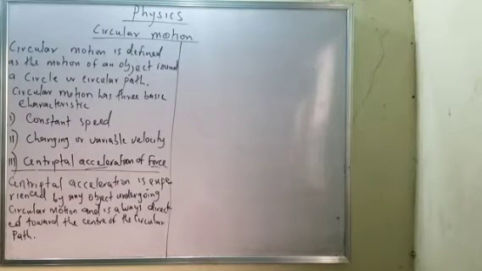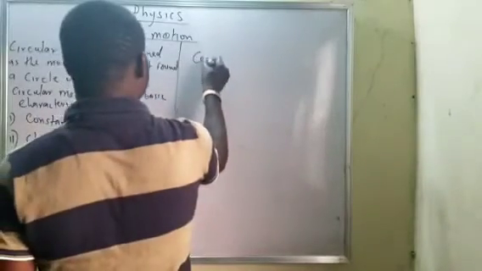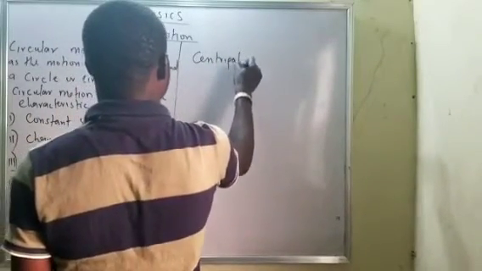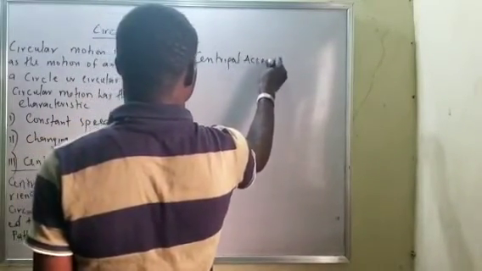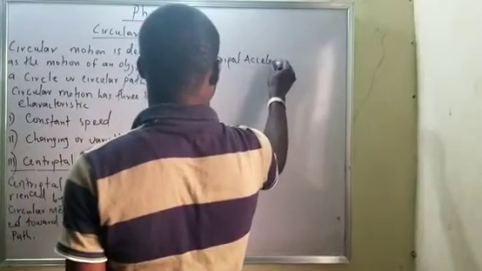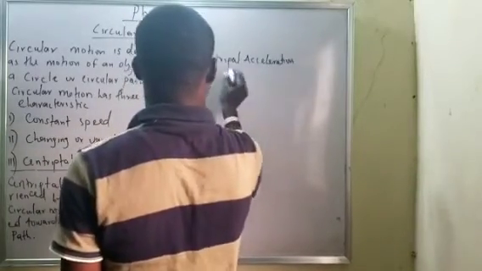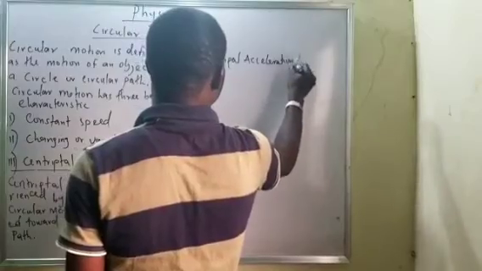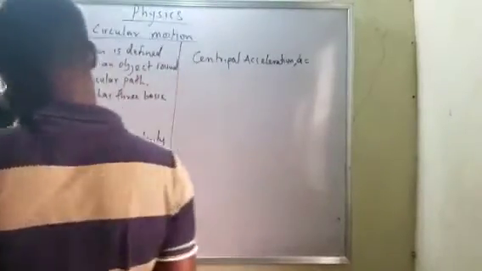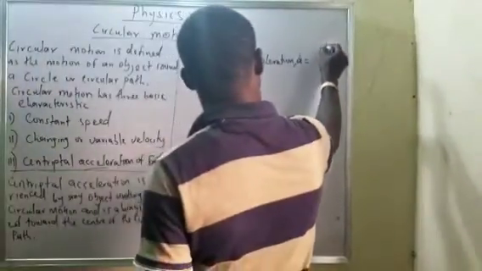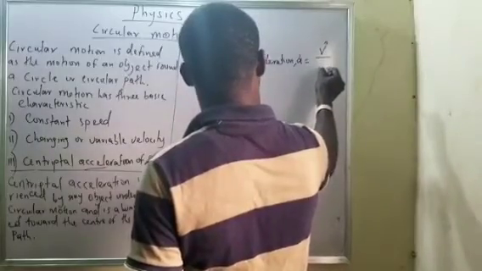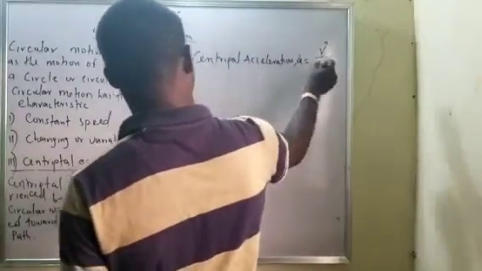Now, when we talk about centripetal acceleration, it is given by a equals v squared all over r, that is, velocity squared all over the radius.